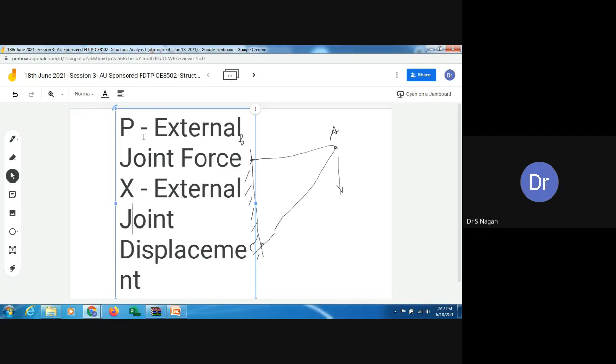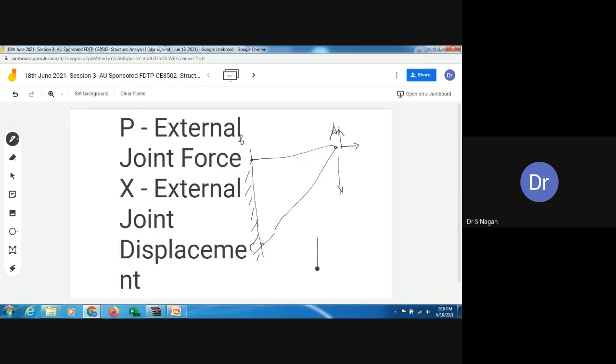So here we should mark the PX diagram. Let me tell you the steps. If you take joint A, it is free to undergo displacement along the x axis as well as along the y axis. The other joints will not have any movement because they are fixed. So only joint A is free to have displacement along the x-axis and y-axis. That is, joint A can move towards right or left, and it can move up or down. In general, we mark the displacement like this: a horizontal displacement and a vertical displacement.